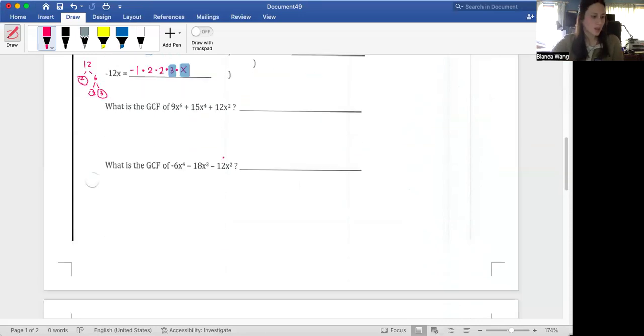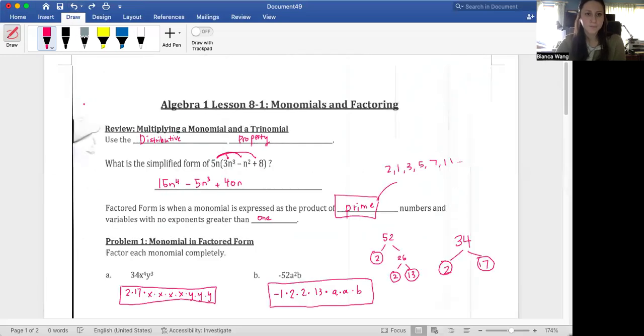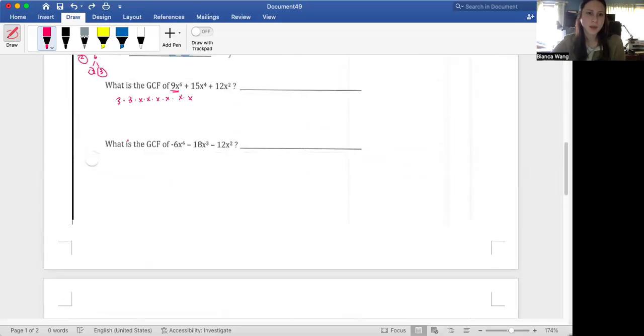Let's take a look at this set here. What is the GCF, greatest common factor, of 9x to the 6th power plus 15x to the 4th plus 12x to the 2nd? So let's break down our first term. That would be 3 times 3 times x, 6 times. And then 15 would be 3 times 5, right? 3 times 5 times x to the 4th power, so 4 x's. And then 12 would be, we did that earlier, 2 times 3, and then times x times x.